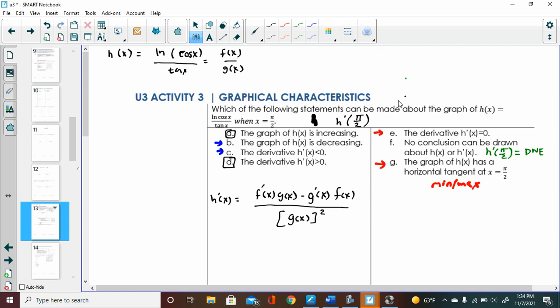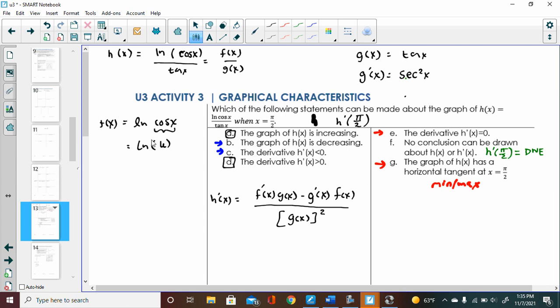So the things I need: the derivative of g of x. So g of x equals tangent of x. This is just g prime of x equals the secant squared of x. Now I am going to have to use the chain rule on this f of x here. So f of x equals the natural log of cosine of x. So what I'm going to do is substitute this portion, and I'm going to call it u. So natural log of u.